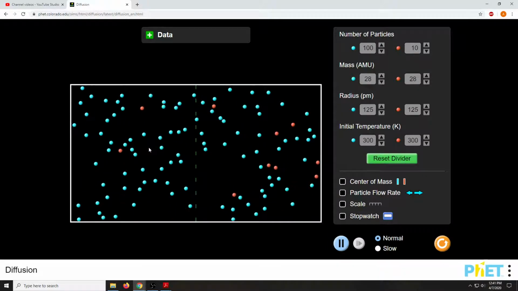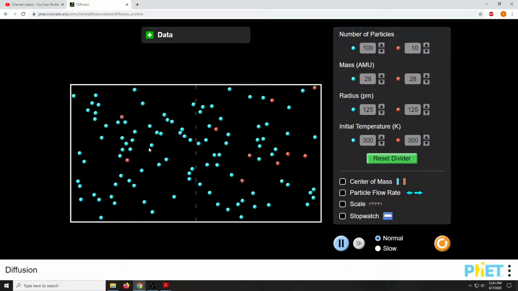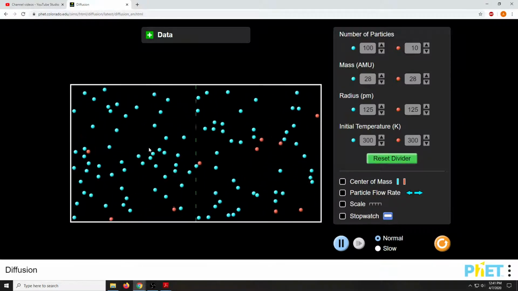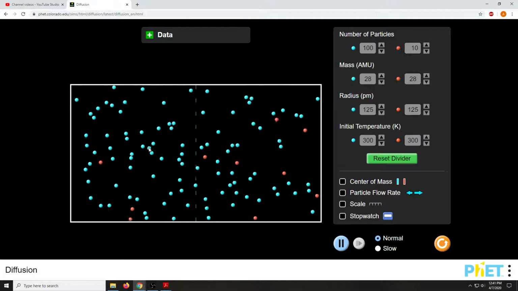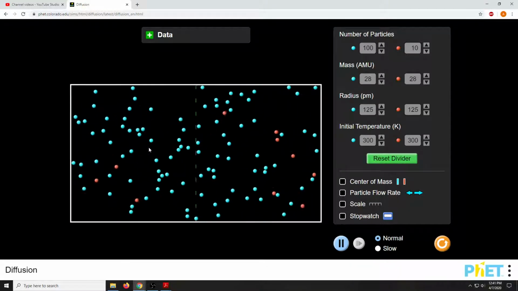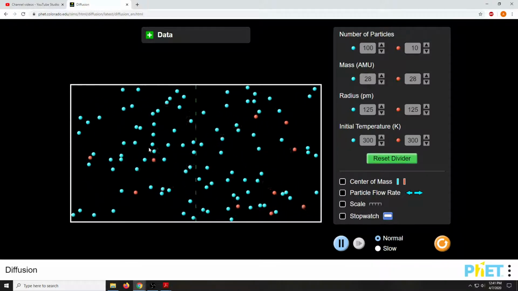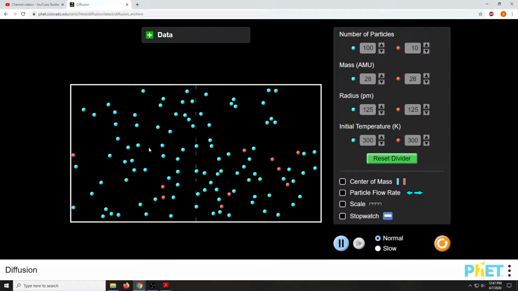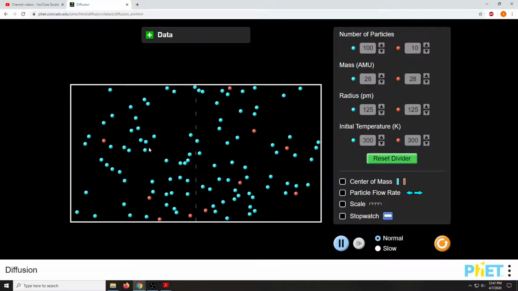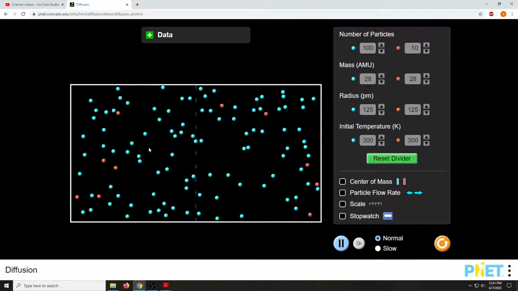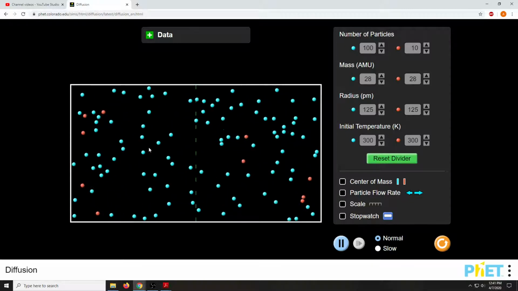The rate of diffusion depends mainly on the mass of the particles involved. Lighter particles diffuse more rapidly than heavier particles, and that's because of that equation of kinetic energy. For lighter particles to have the same average kinetic energy as heavier particles, they have to be moving a lot faster because the equation uses both mass and velocity. So if you have a small mass, you have to have a big velocity.